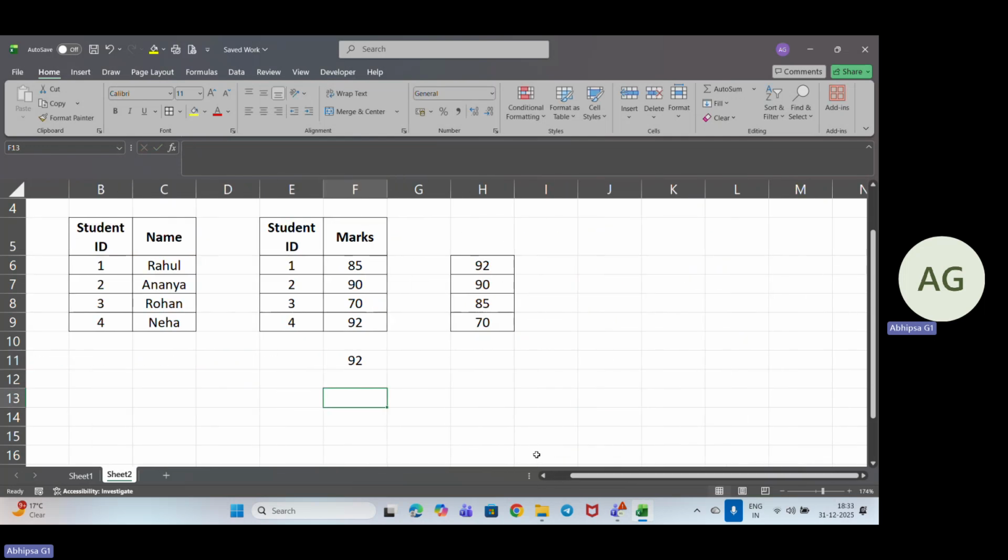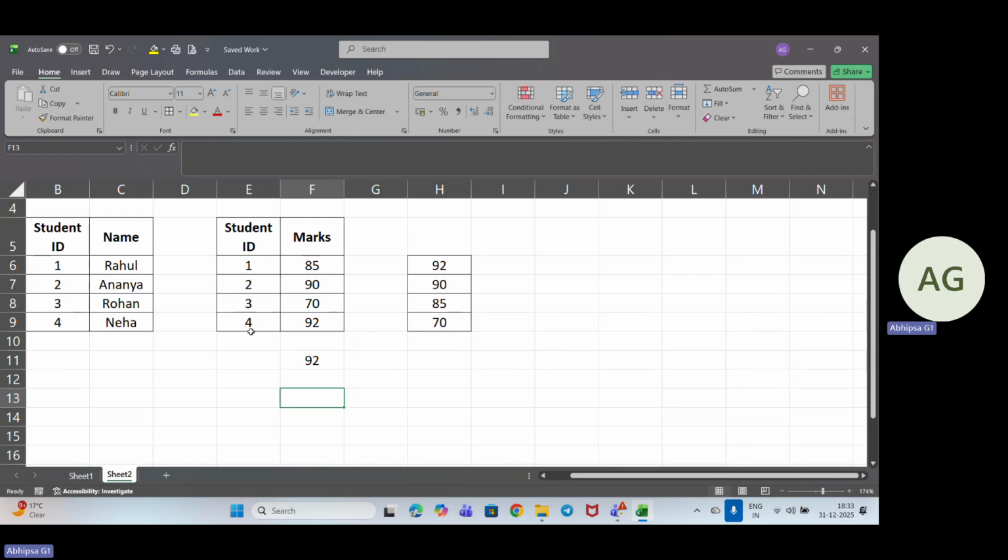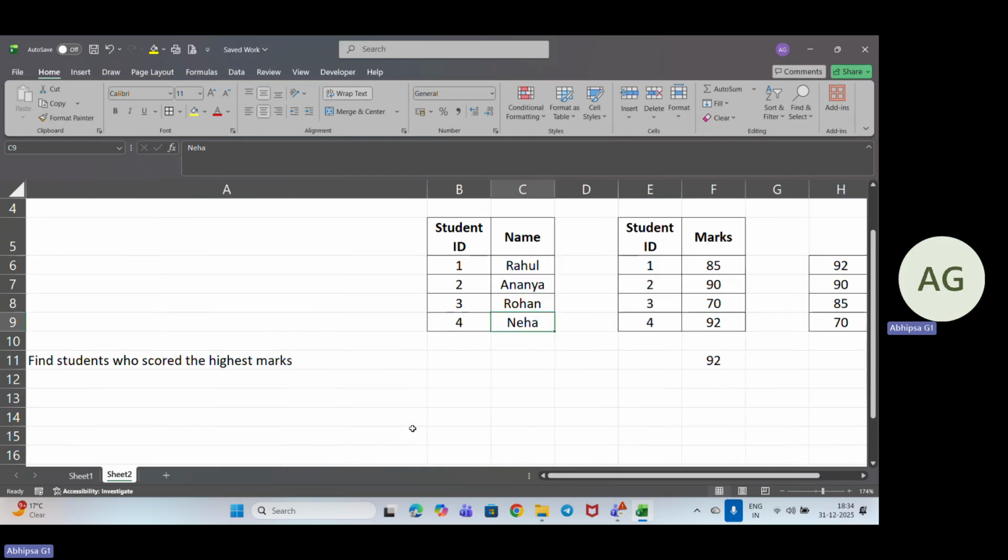Now, after finding this, from here we need to find who has got 92. That is student ID 4, that is Neha. So Neha has got the highest marks. Now, suppose we change the result, like for 2 we give it as 92, and for 4 also we get 92. The highest mark is 92, of course, but when we change this value, then we will be getting the result of Ananya and Neha.